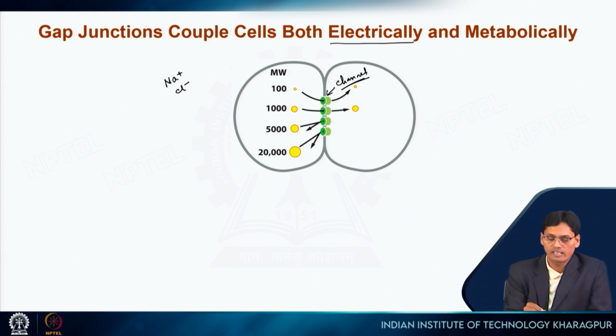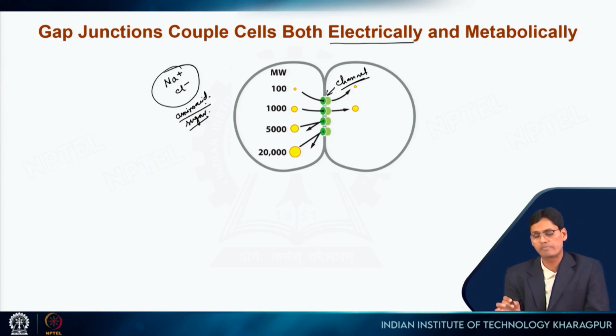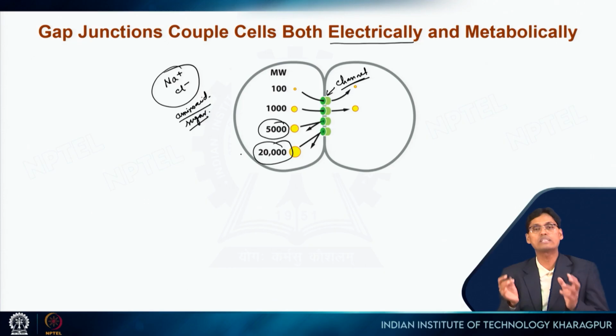So these are the ions, and as I already mentioned, amino acids and sugars can quickly go, no problem. But if something is very big, above 5,000 Dalton, say 20,000 Dalton, it is much bigger than this pore size, so it cannot cross. A big molecule, for example a protein or nucleic acid, cannot move through this pore. Only small nutrients and ions can move.